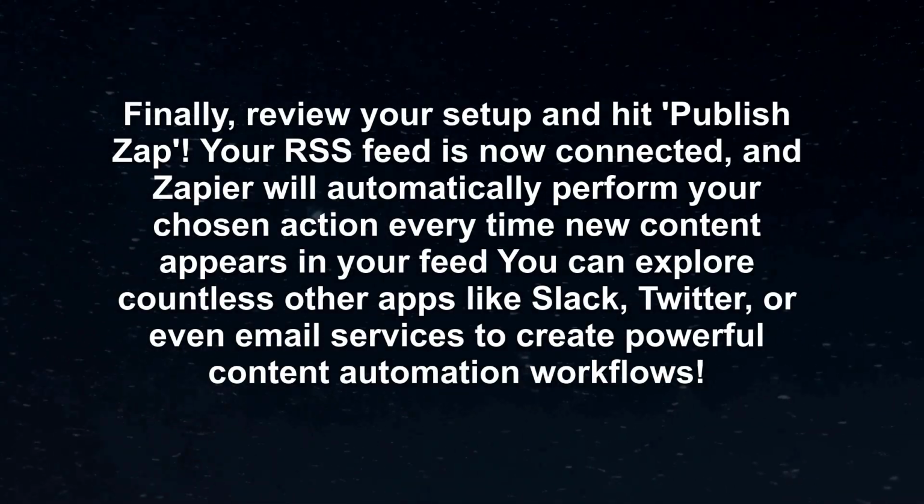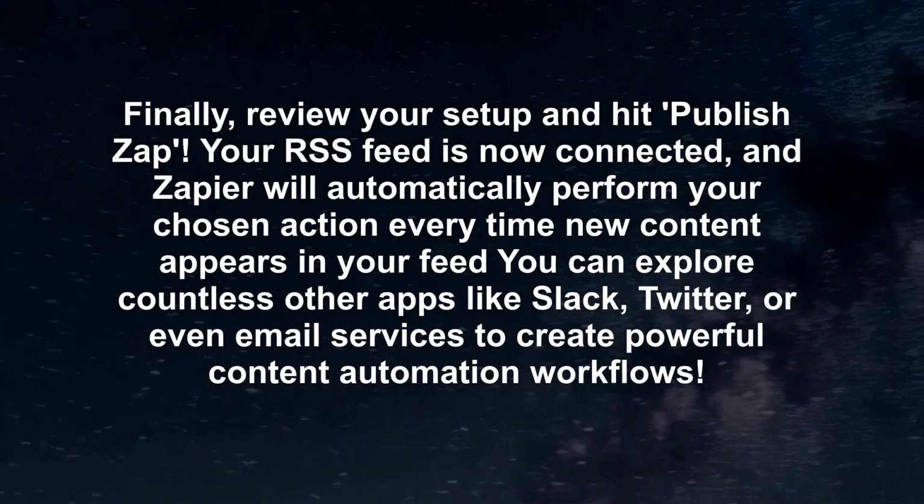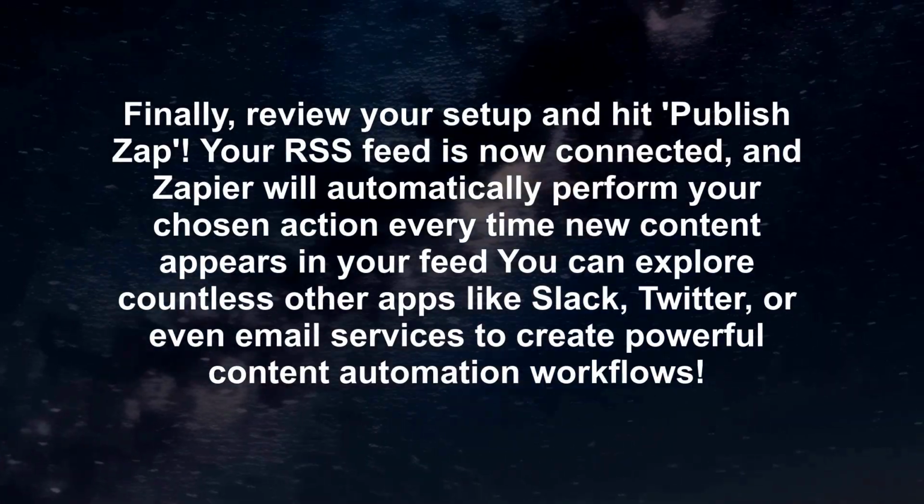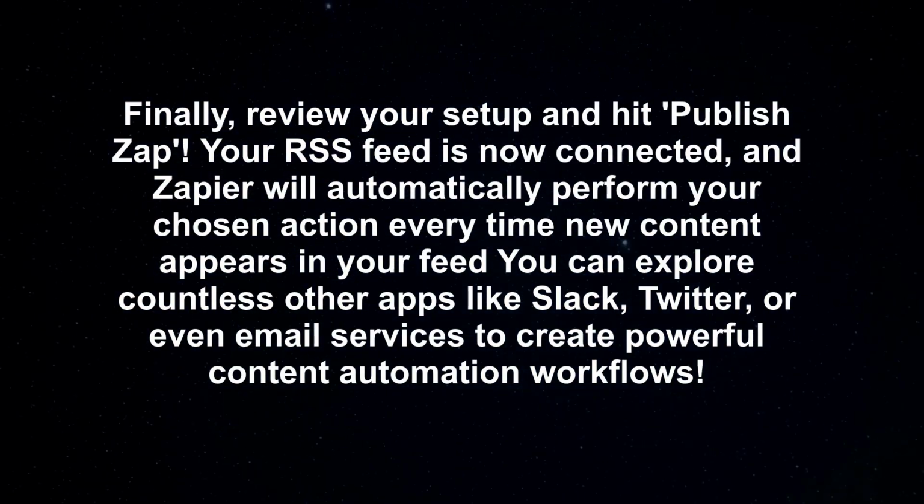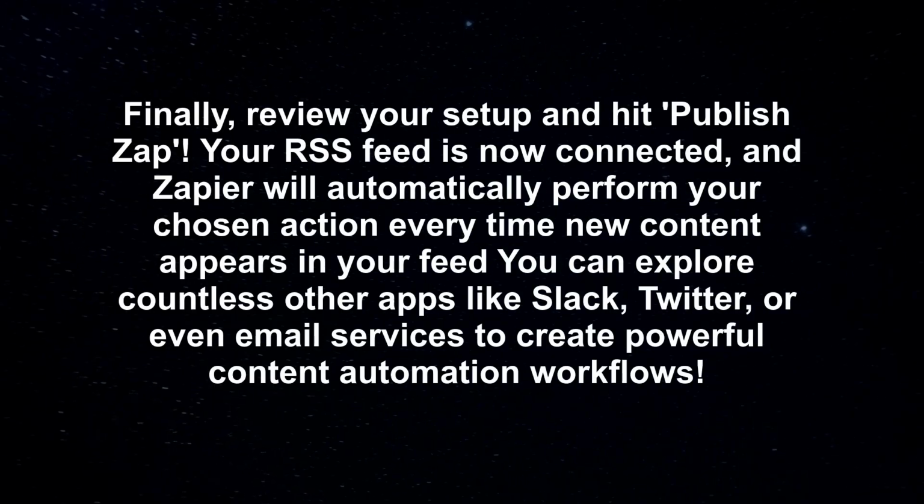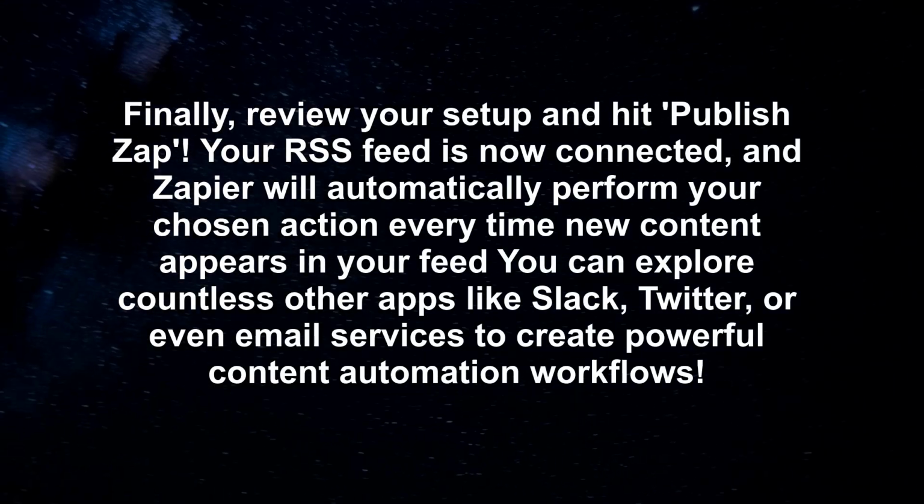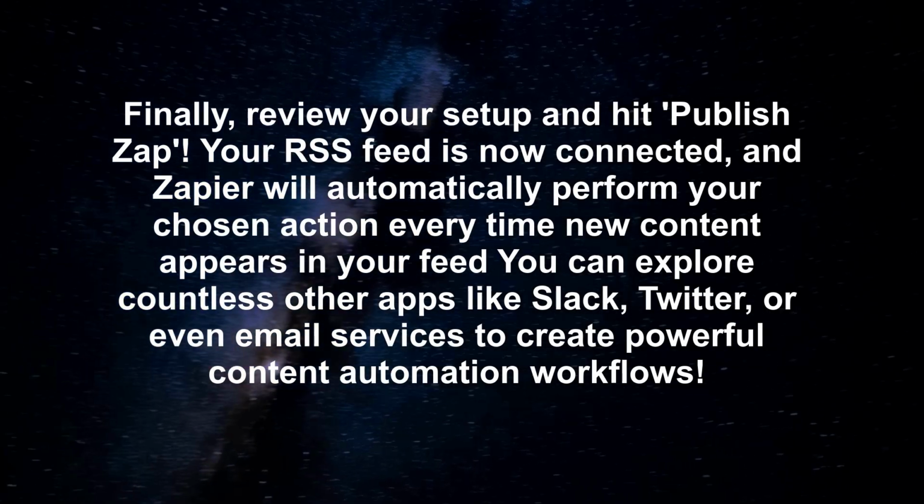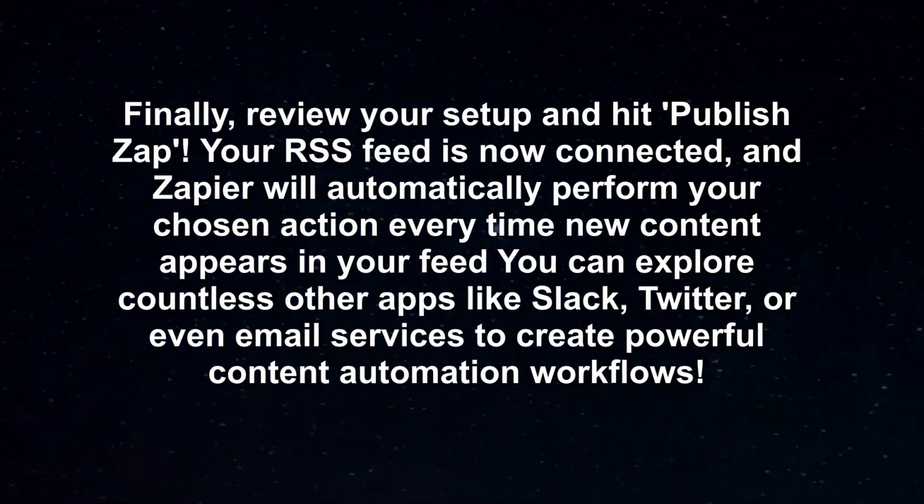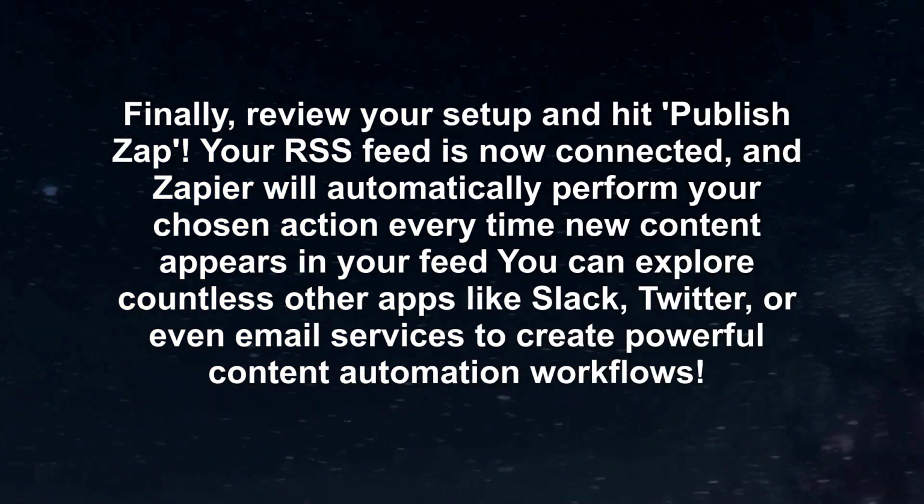Finally, review your setup and hit Publish Zap. Your RSS feed is now connected, and Zapier will automatically perform your chosen action every time new content appears in your feed. You can explore countless other apps like Slack, Twitter, or even email services to create powerful content automation workflows.